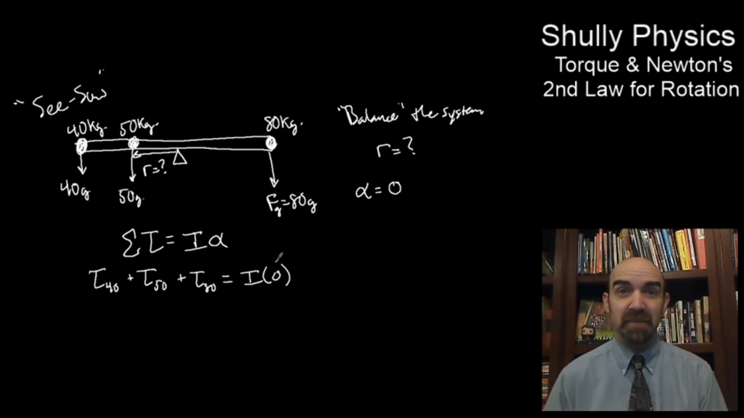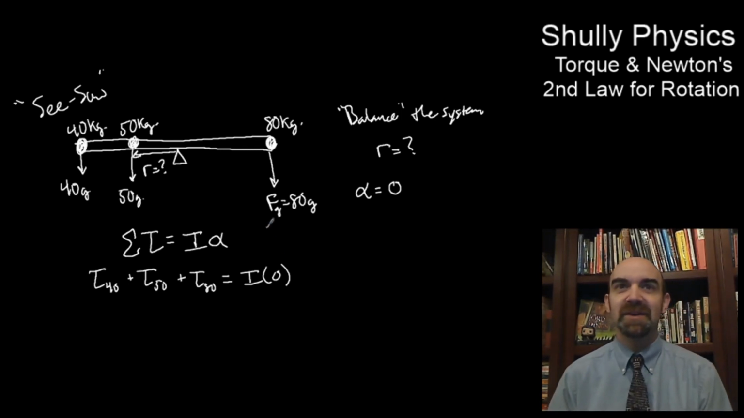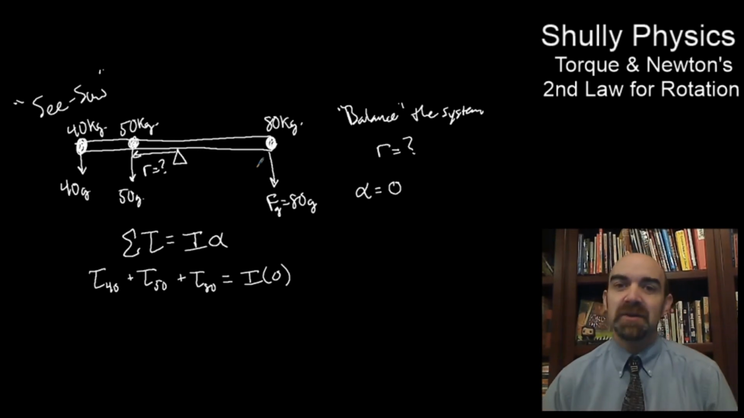Okay, is it possible if we take 3 numbers and add them together to get 0? Yes, it's possible if at least one of those values is negative and at least one is positive. Where do the positive and negative come from here? All the forces are pulling down. So doesn't that mean all of the forces are in the same direction?